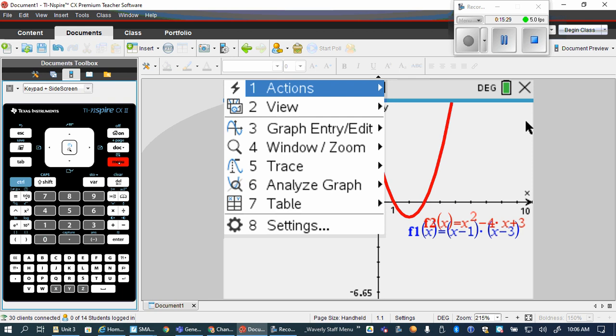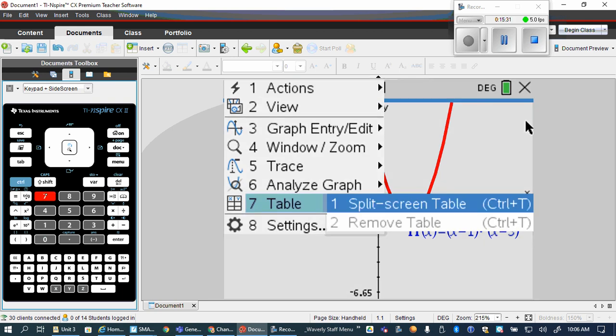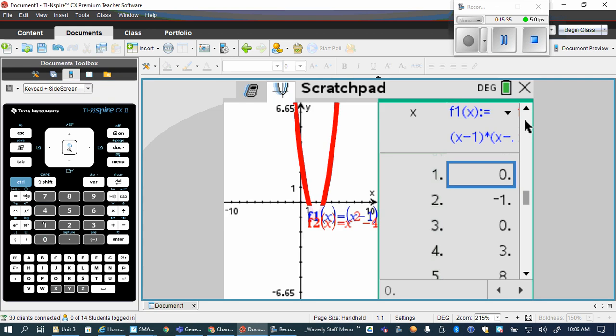Table. The only option here is split screen table, which I can show you how to do. So there's all our inputs. I like to make this table full screen because I want to see all three columns. Everybody pay attention, look up here, so watch what I do. I want to do it again.